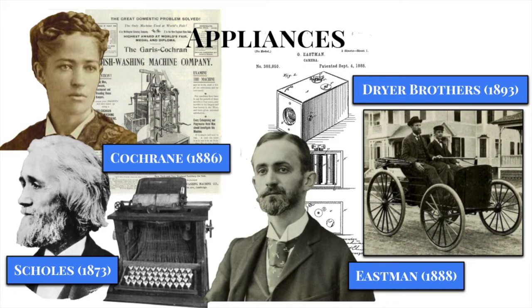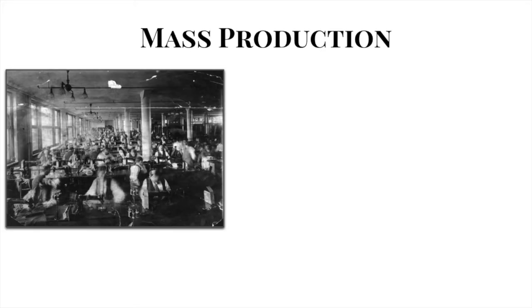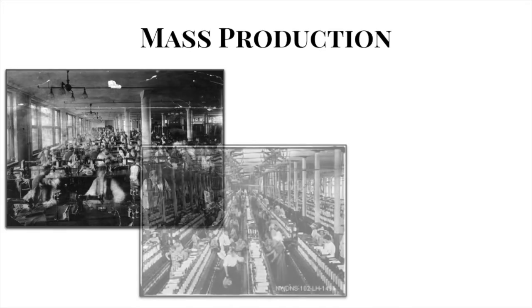And then in these homes that are being wired with electricity, we're going to see new appliances, washing machines, like I mentioned, the typewriter, even other products, right? We're going into producing products that we don't necessarily need. The camera by Eastman in '88, the Dreyer brothers and their automobile in '93. So all these appliances are starting to be made available, creating new businesses that are mass producing goods, right?